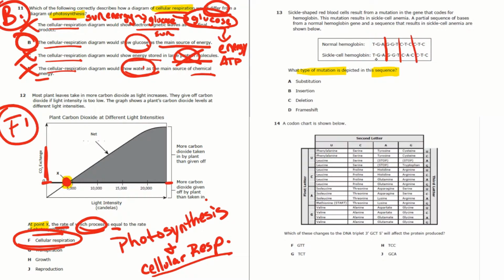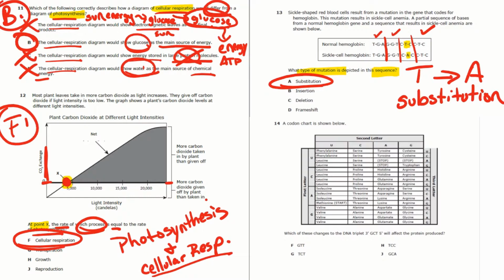So these two are the same. These are the same. Notice here is where they are different. Right here. Okay, let me see if there's anything else different. Nope, those are the same. So there's only one letter that changes. It goes from being a T to an A. Well, that is called a substitution. Okay, so that would be letter A.